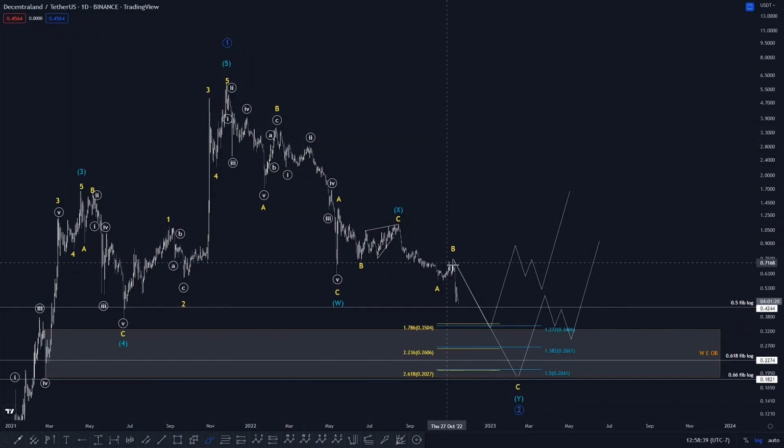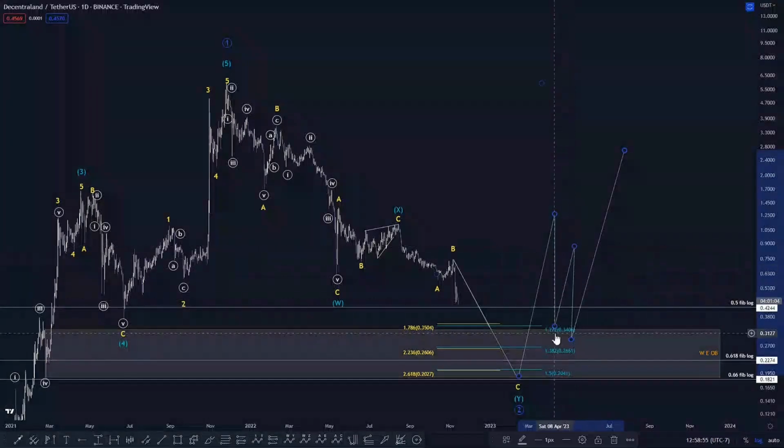But given the strength of this leg right here, it leads me to believe that this would happen this way, just like that. And then once again, how high of a bounce we get here, we don't know. Could be that massive B bounce.